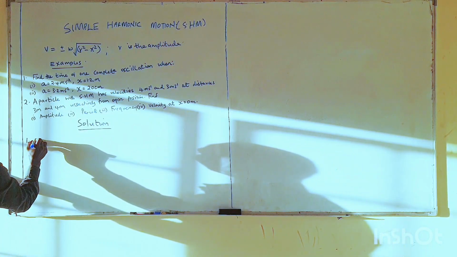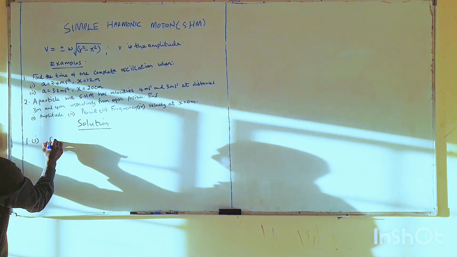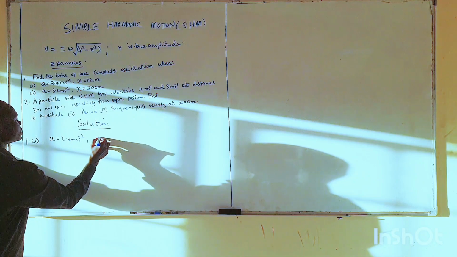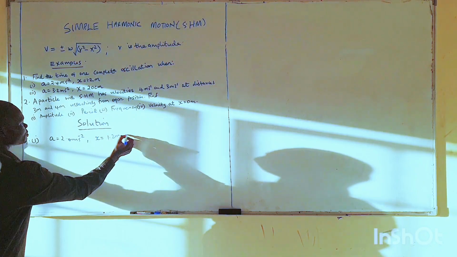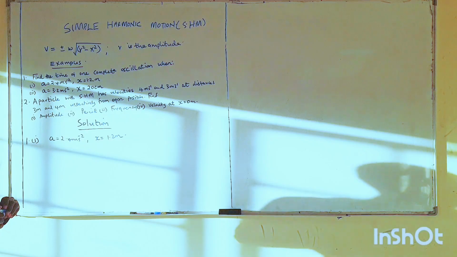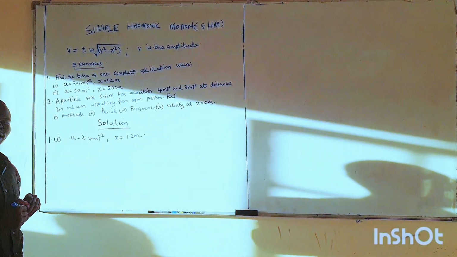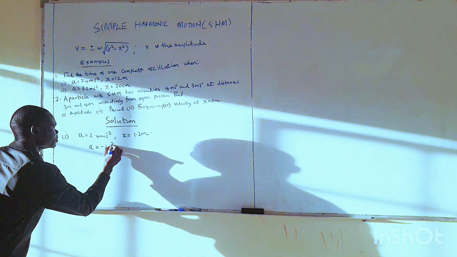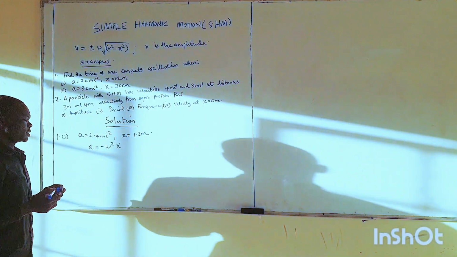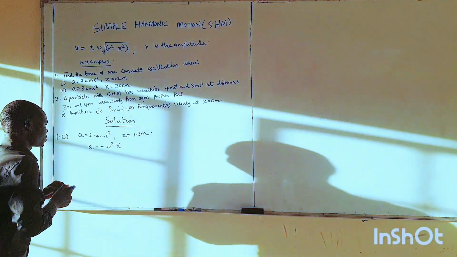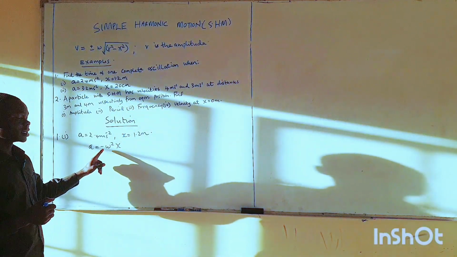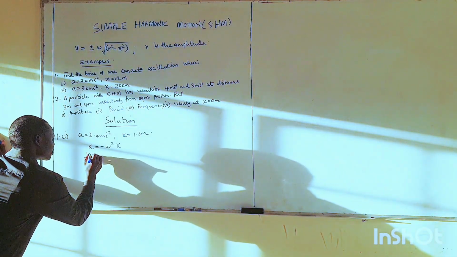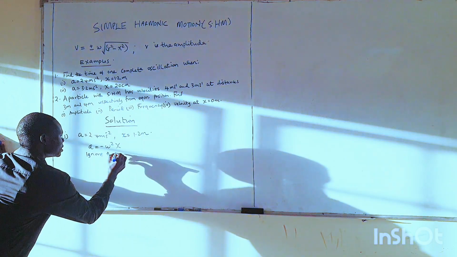Solution 1, Roman number 1. Given a is equal to 2.4 meters per square second and x is equal to 1.2 meters, what we shall do here, we bring in our equation for acceleration. From acceleration is equal to negative mu squared x. So we substitute here and we get our mu squared. We shall ignore the negative sign. Mark this one very well.